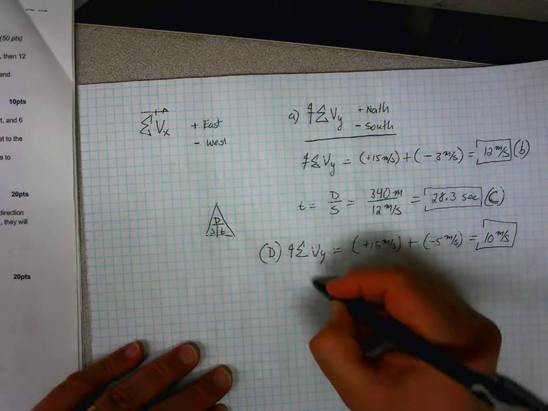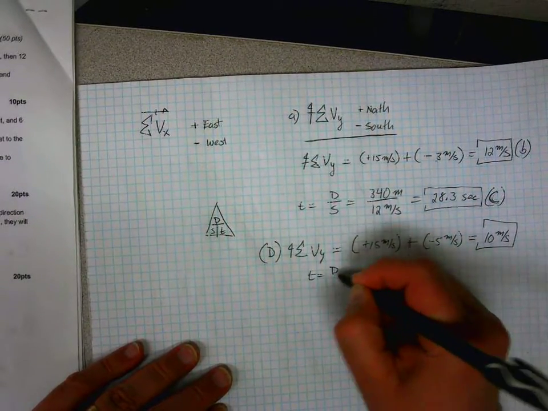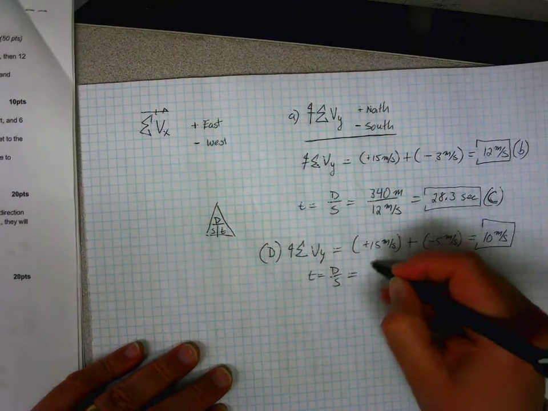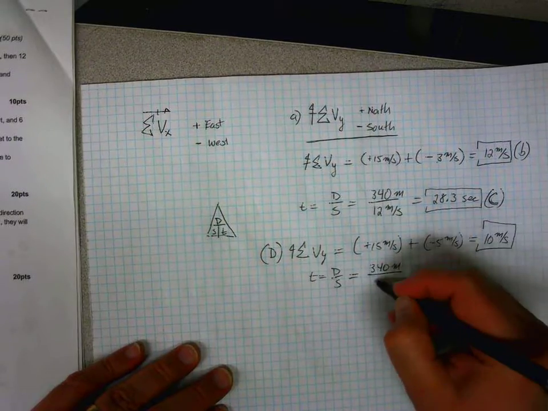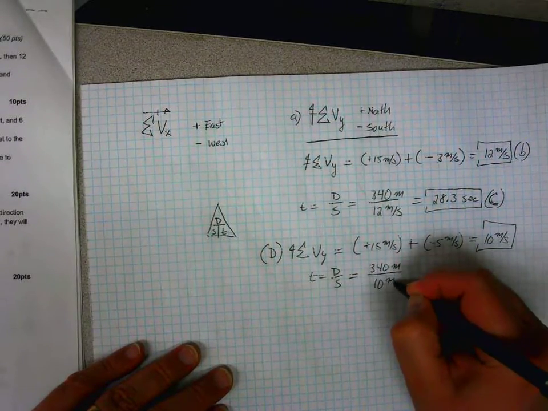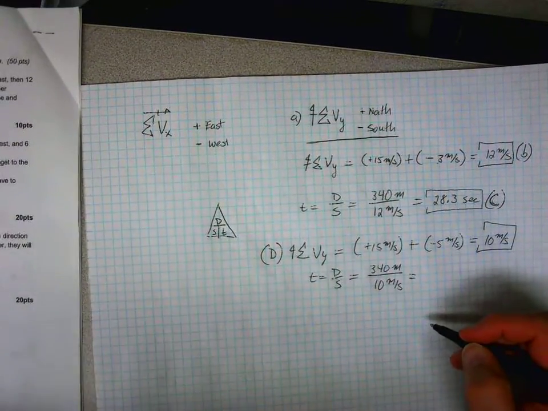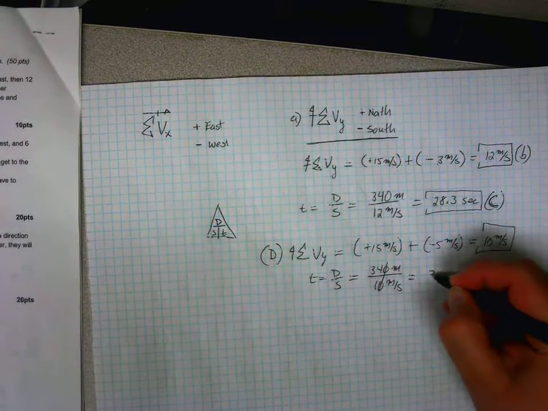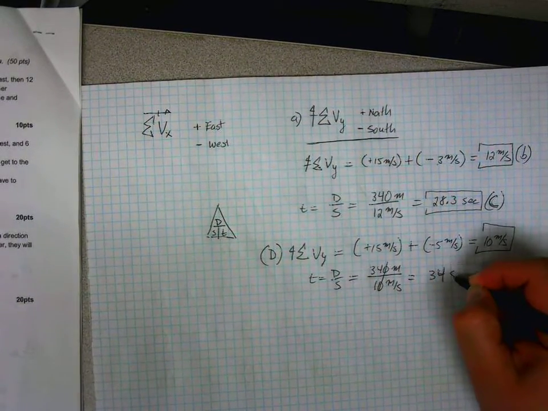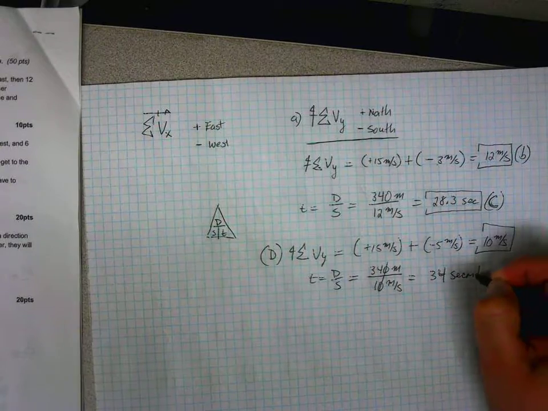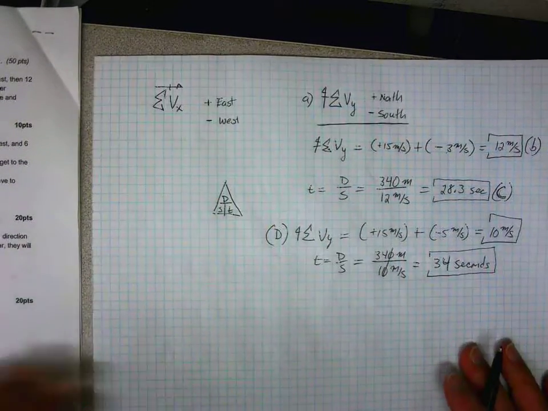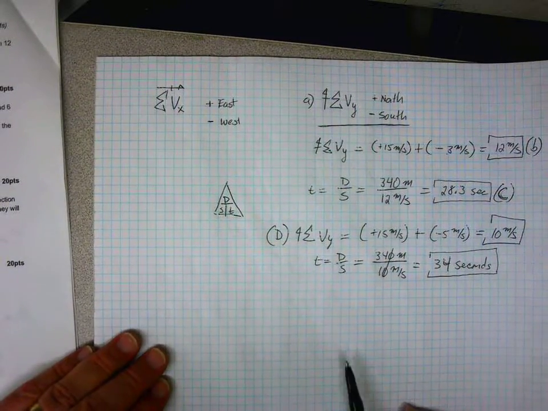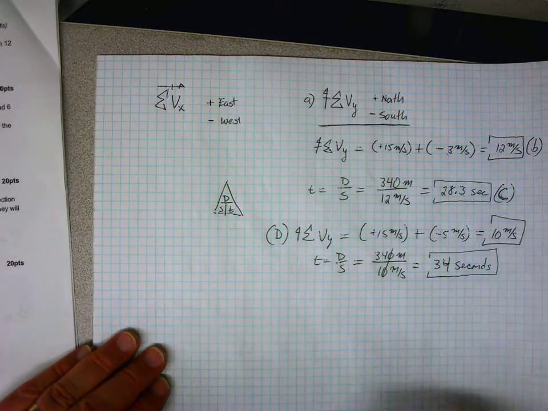And then using that same formula, time is equal to distance over speed, we get 340 meters divided by 10 meters per second, giving us 34 seconds. And that is the answer to the third question.